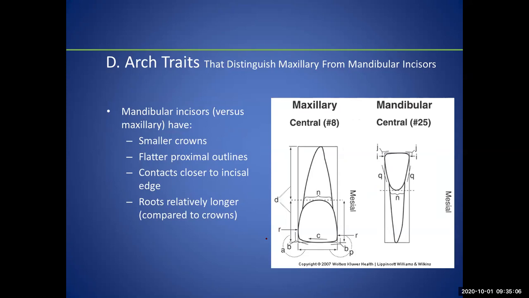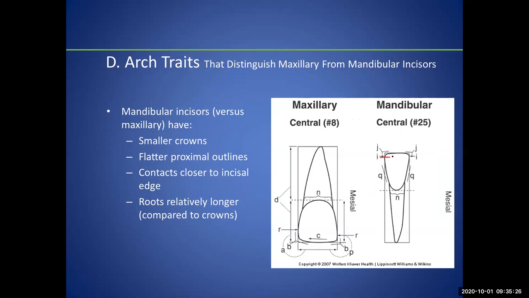Let's take a look at the mandibular incisors. They have smaller crowns. They're flatter in the proximal outline, so they're not going to be as curvy. Their cingulum and their facial height of contour isn't going to be as curvy. The contacts are closer to the incisal edge.